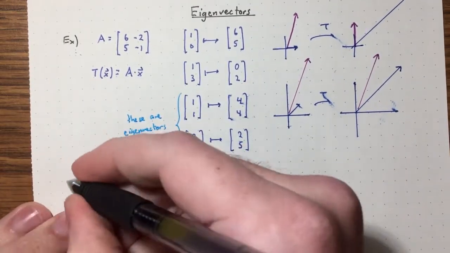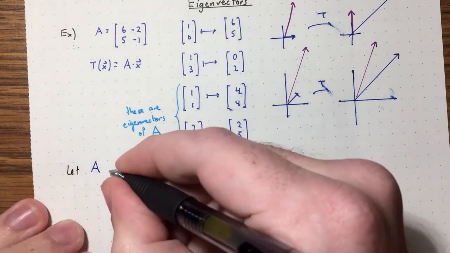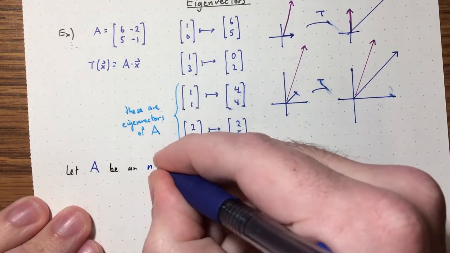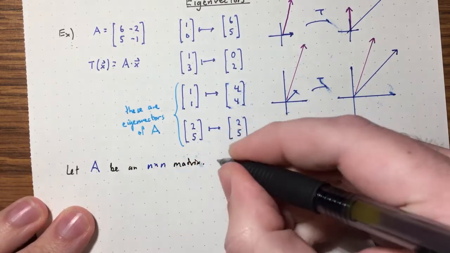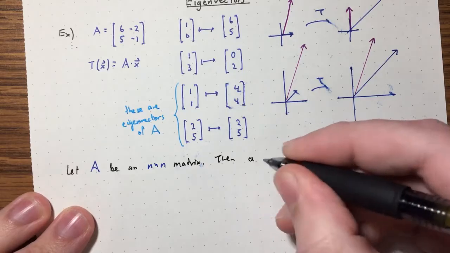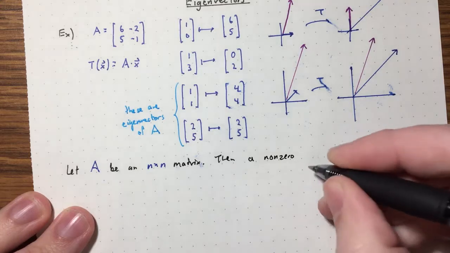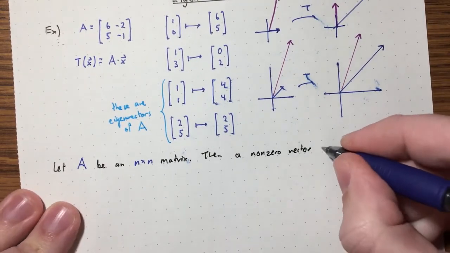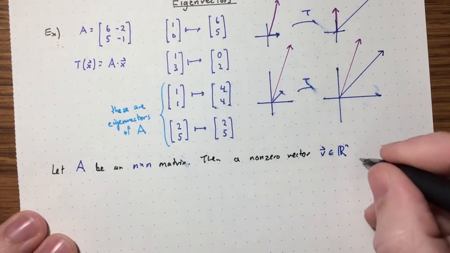So let's define what an eigenvector is. Let A be a matrix, but not any kind of matrix. We're only going to be talking about square matrices. So let A be an n by n matrix, a square matrix. Then let's say non-zero vector. Just by definition, we don't want eigenvectors to be the zero vector, so that's not very interesting. So a non-zero vector in Rn is called an eigenvector.